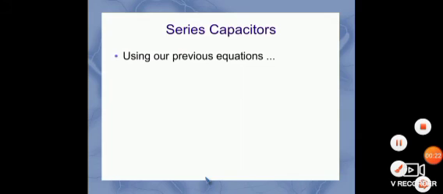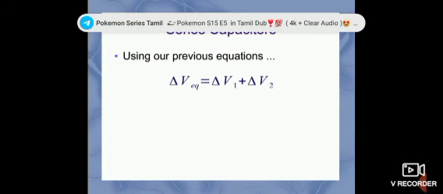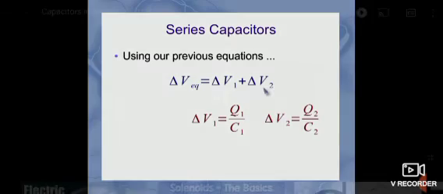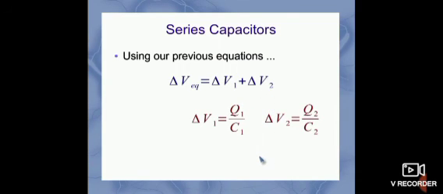For series capacitors, using our previous equation, we know the formula C equals Q by V. Del V equivalent equals del V1 plus del V2. Similarly, Q equivalent is equal to Q1 is equal to Q2. By using this equation, del V1 equals Q1 by C1. Similarly, del V2 equals Q2 divided by C2. Therefore, del V equivalent equals Q equivalent divided by C equivalent.